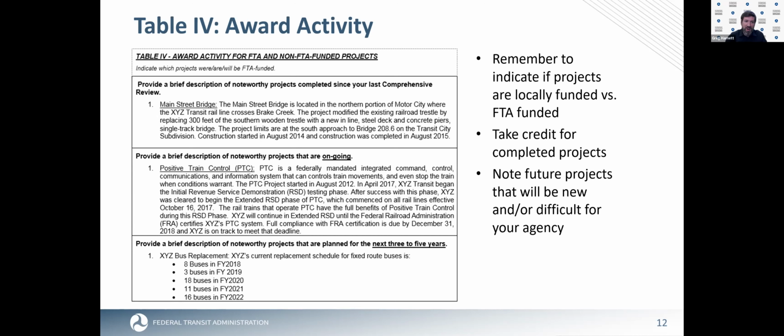But you might recognize that a form of this table does appear in your compliance report. So this is really one of the inputs that flows into that. So this is a great time to take credit for completed projects, and that information could actually make it into the finalized version of your reports.